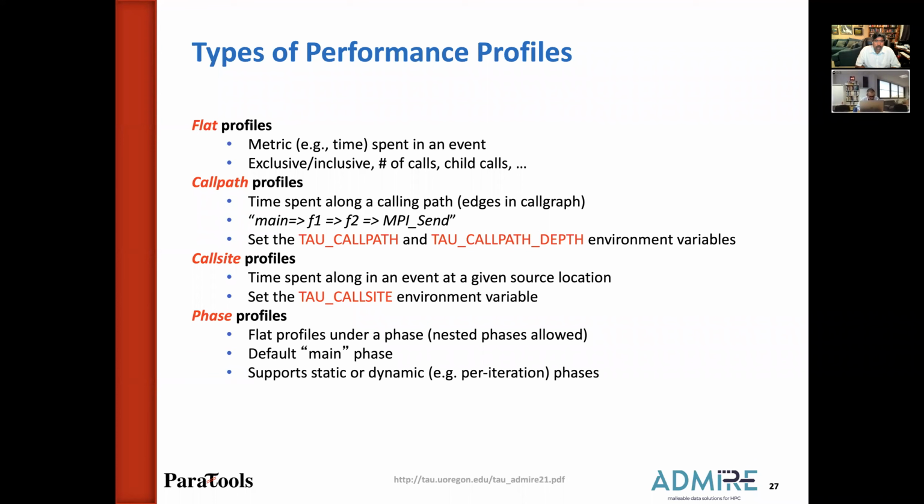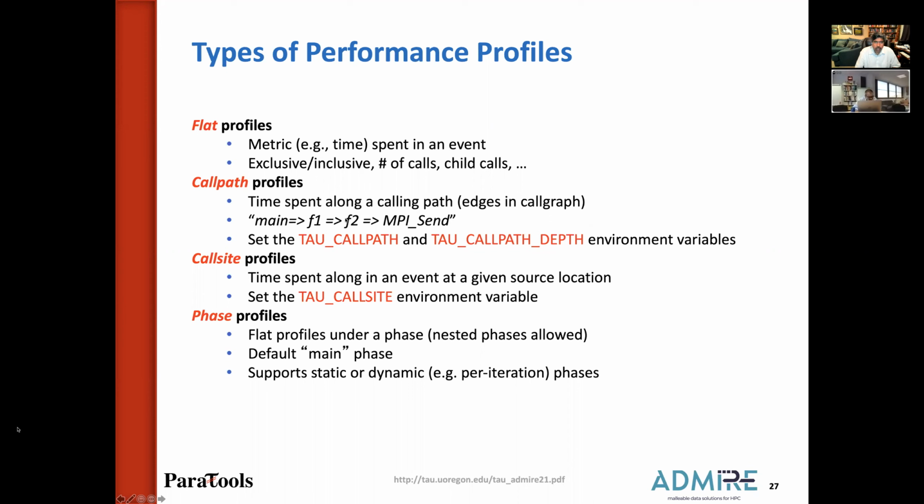and then see the time spent along a calling path. So you can see over here that when main calls function F1 with this arrow, and F1 calls F2 and F2 calls MPI_Send along this path, which has a size of four nodes, you can set TAU_CALLPATH to 1 and say TAU_CALLPATH_DEPTH to 4 to capture something like this. You can set it to say 100 to go all the way to main.